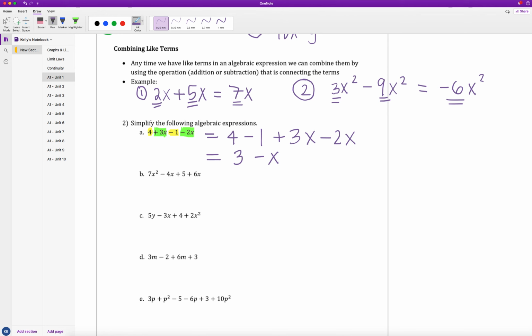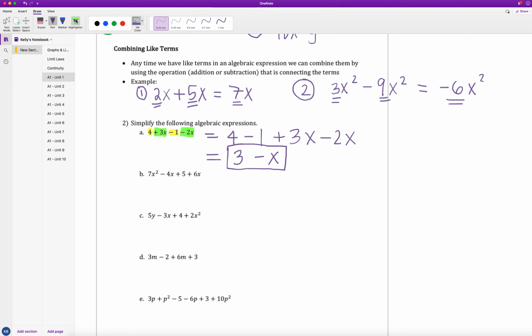I have simplified this as far as I can go because I have no more like terms that I can combine. So 3 and negative x are not like terms because 3 is a constant and x is not. So I am done, and that is actually going to be my final answer there.